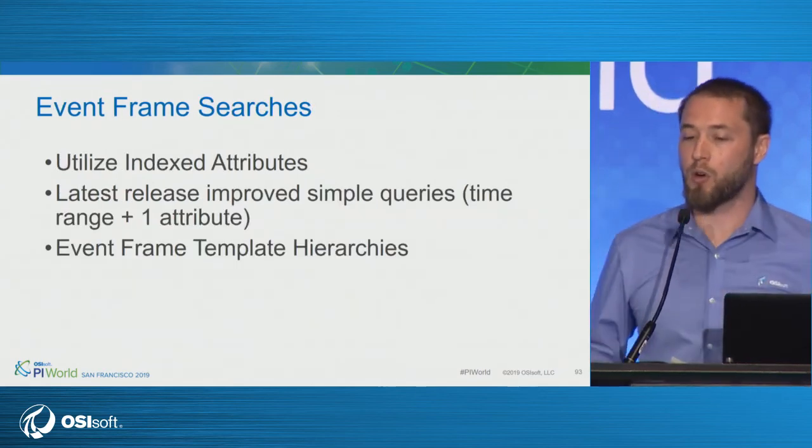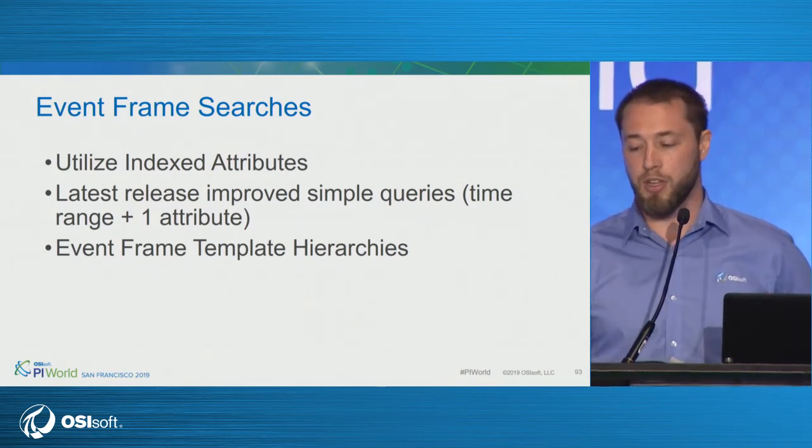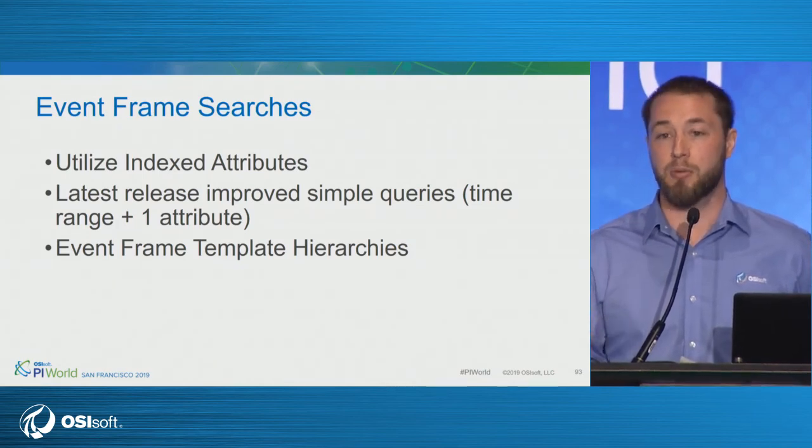Lastly, we have three quick ways to improve event frame searches. We already talked about two of these. Utilize indexed attributes, which we covered at the beginning of this. Again, that can speed up searches.